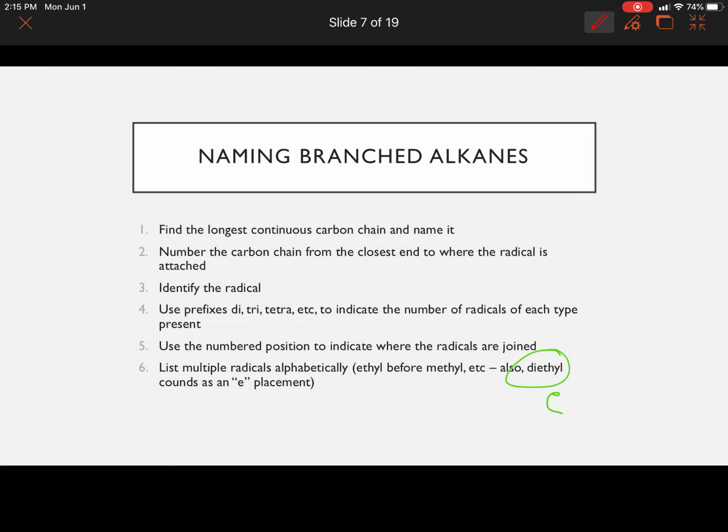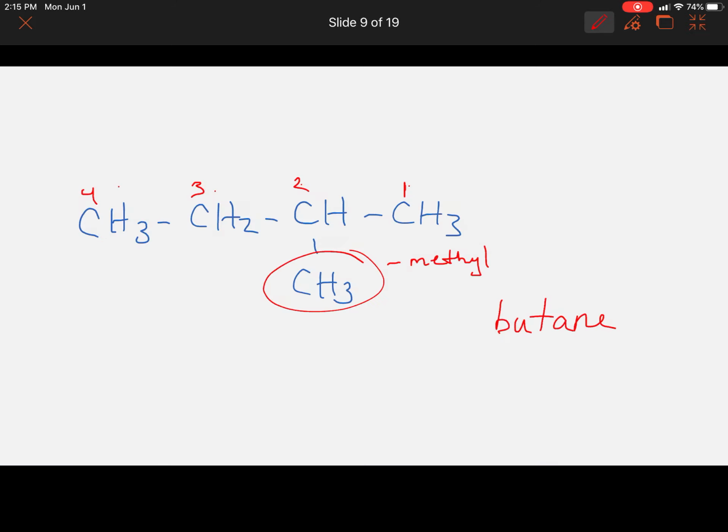Use prefixes. Now we only have one, so I don't need to worry about that. You're going to use the numbered position to indicate where the radicals are joined. So if you'll note, this radical is on carbon number 2. So the name of this molecule is 2-methylbutane. One thing to note, you always have to have a dash between numbers and letters, okay? So there's always going to be a dash there. So 2-methylbutane is the name of this molecule.